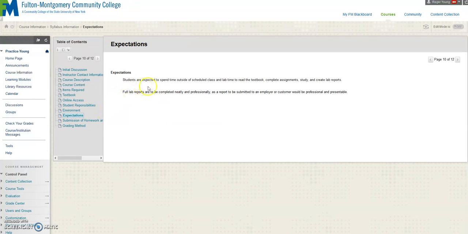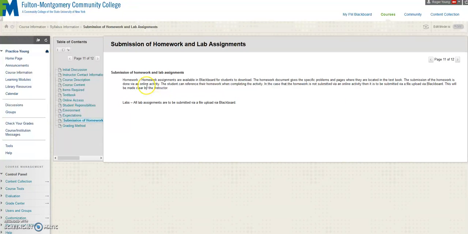Expectations. Students are expected to spend time outside of scheduled class and lab to read the textbook, complete assignments, study, and create lab reports. I think this is very important that students know that it's time outside of school. And full lab reports are expected to be completed neatly and professionally. Submission of the homework and labs is all done on Angel. So no paper is collected in this class.